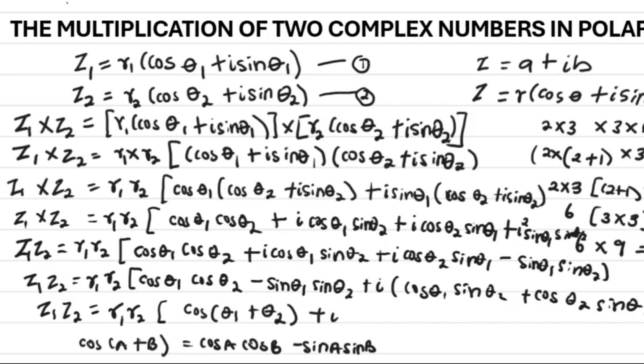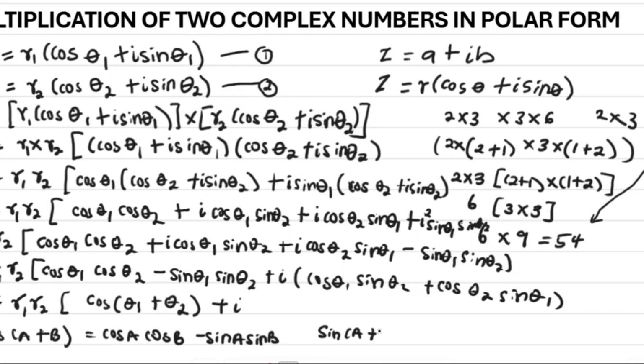Now, going to the imaginary part, we have cos theta 1 sine theta 2 plus cos theta 2 sine theta 1. Now, there is a trigonometric identity that also states that sine A plus B. What connects sine A plus B? Now, take a look at this. Sine A plus B is the same thing as sine A cos B plus cos A sine B.